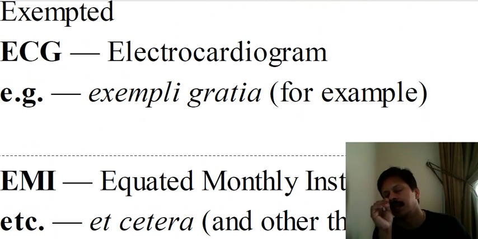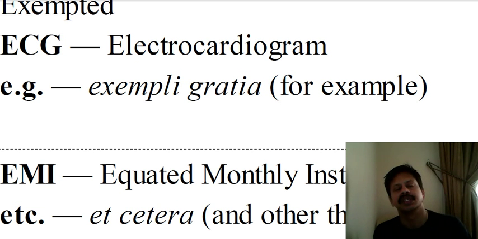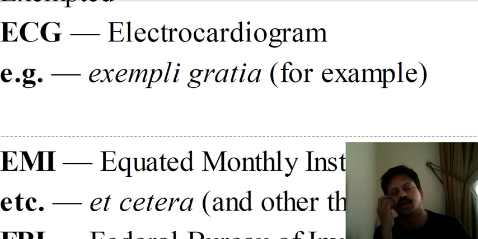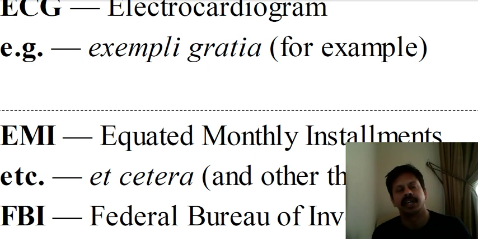Electrocardiogram is a method by which we measure the status or the present situation of the heart. When you take an ECG, the ECG report will tell you how the heart is functioning. EG is exempli gratia. Example. Exempli gratia is we are giving you something as a sample. That is example. EG.